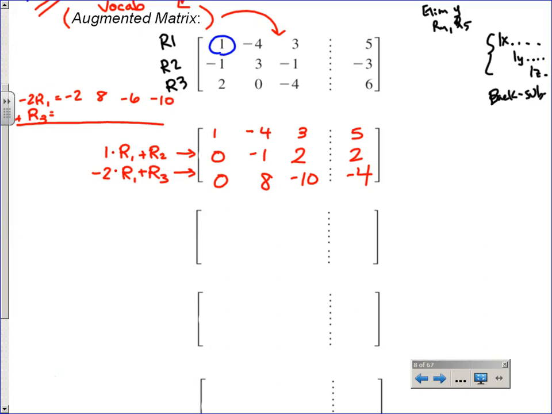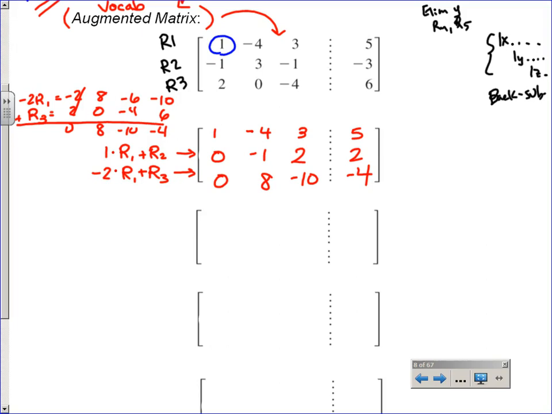I'm going to rewrite row 3. 2, 0, -4, 6. Ha! 0. Ha! 8. Ha! -10. Ha! -4. Boom, boom, boom, boom. I got 'em. You do what you need to do. Okay? Cool. I'm not going to do any more side work. I'm just going to go for it mental math style.